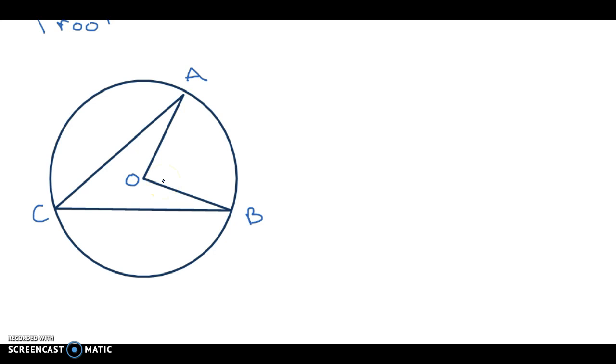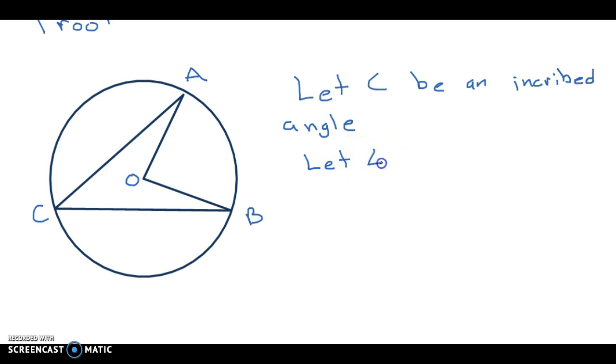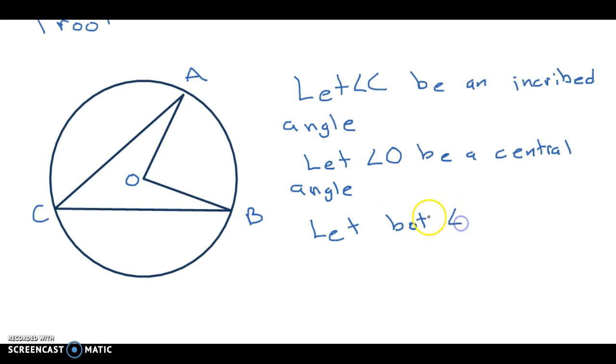For this exercise, we'll let angle C be an inscribed angle, and we'll let angle O be a central angle, and we will let both angle C and angle O subtend arc AB.